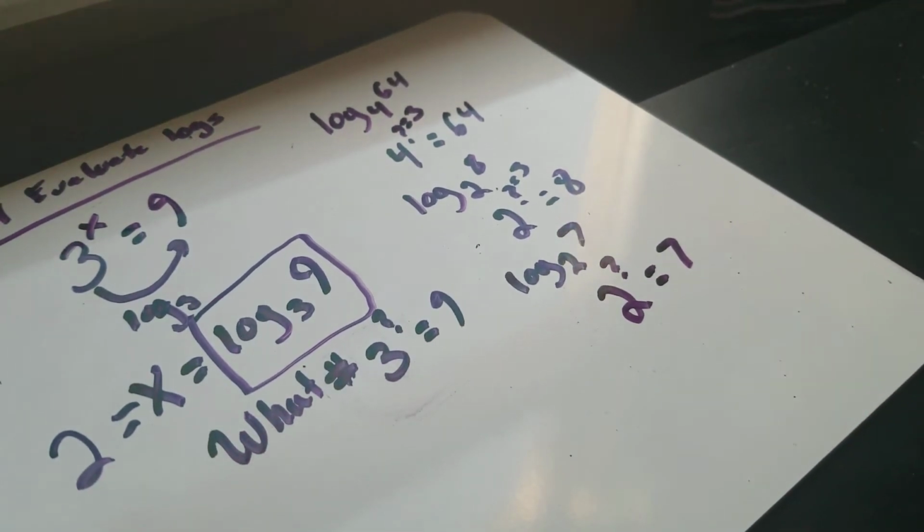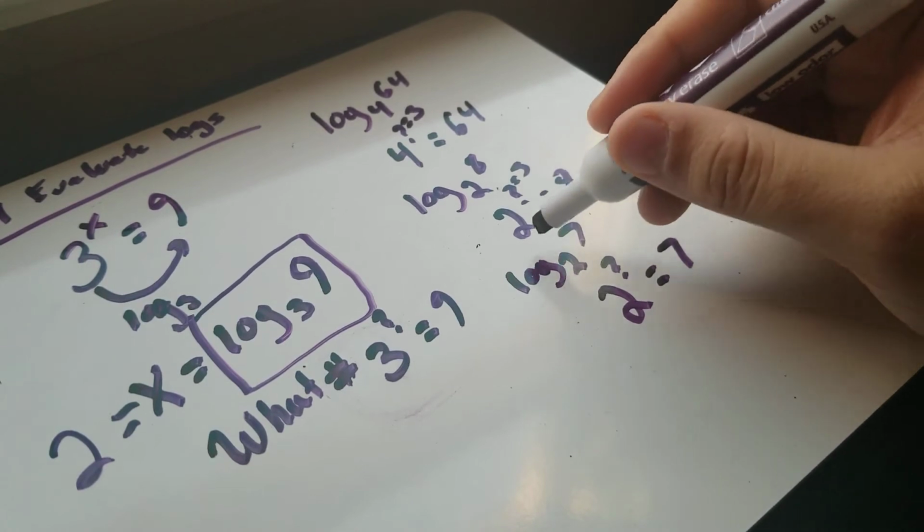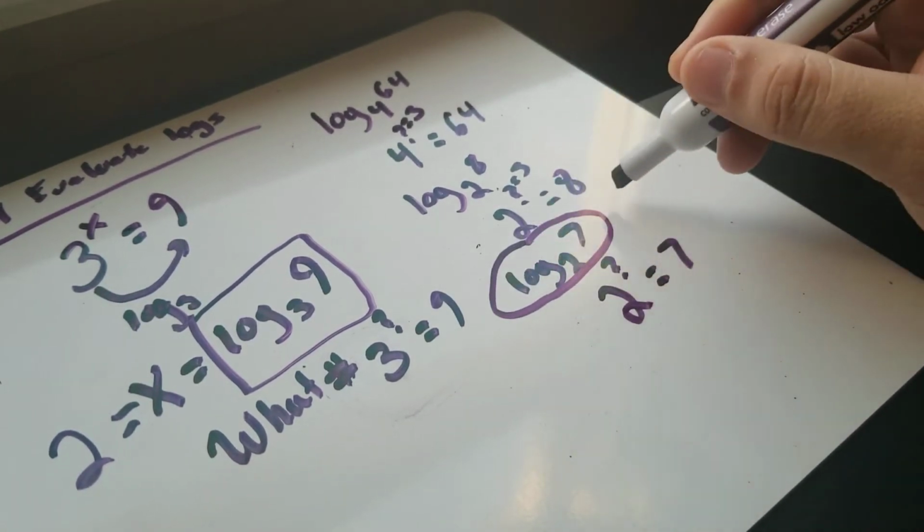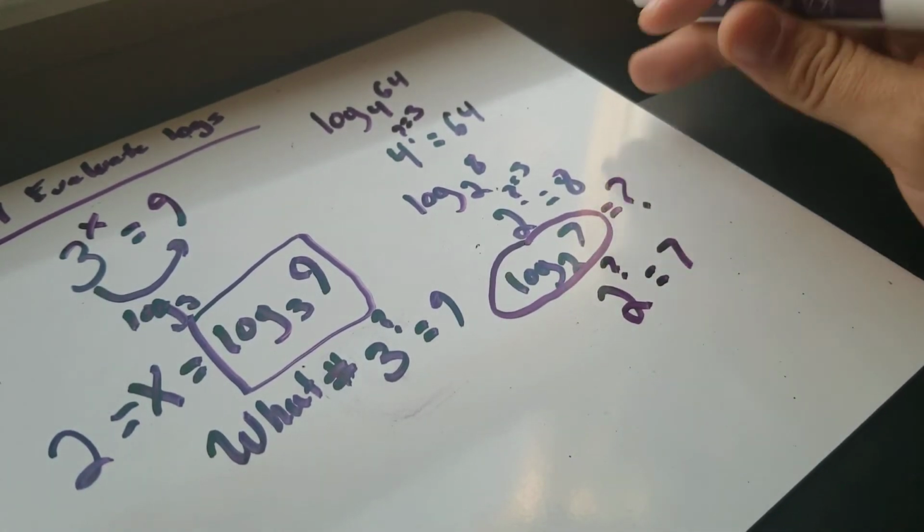Now, do you know 2 to what power gives you 7? No. Do I know what power 2 to the what power gives me 7? No, I don't know either. So what I'm using is this right here to help me figure out what that question mark is.